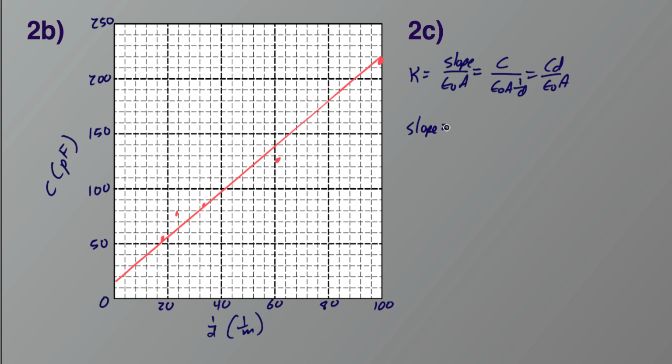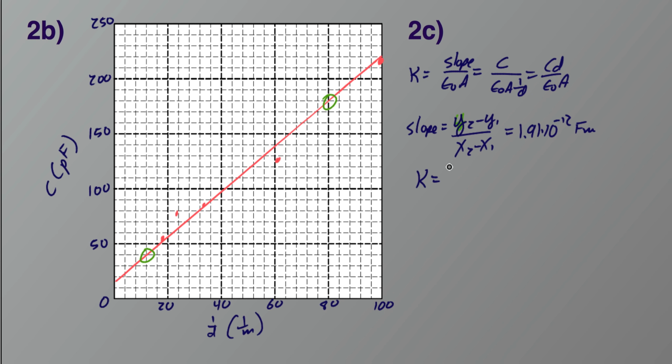Our slope. Pick 2 points on your graph. Try and find points on the line, not specifically data points. Based on your graph and where things fall, try and pick points that are pretty easy to figure out exactly what those values are. But that would then be y2 minus y1 over x2 minus x1. Fill those in with units, calculate what you have, and I came up with something right around 1.91 times 10 to the minus 12 farad meters.